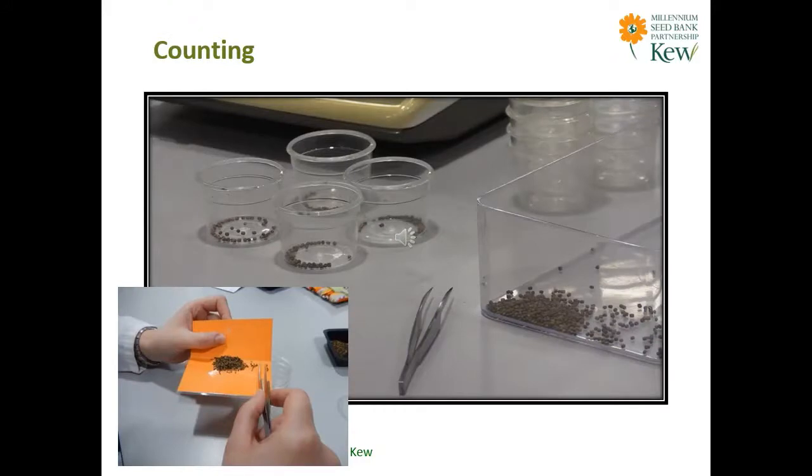This picture shows some of the basic equipment you need to count seeds. You can make a simple counting card, shown in the bottom left, by folding a laminated piece of cardboard. This makes counting a lot easier.